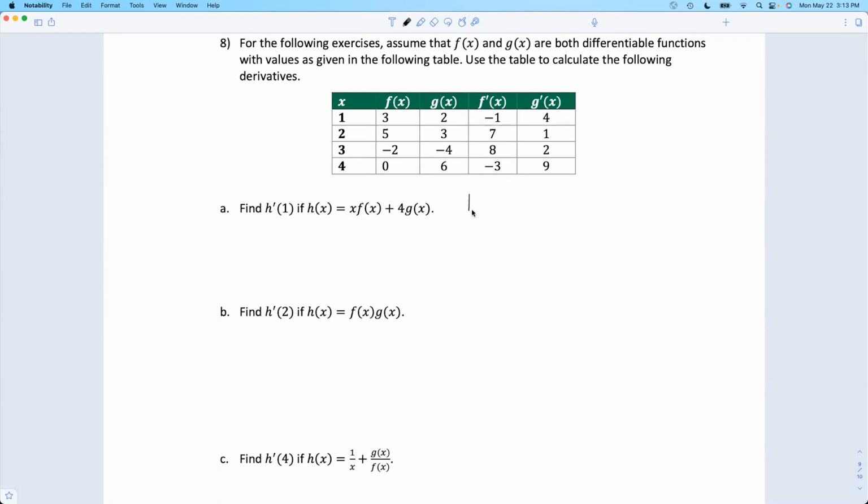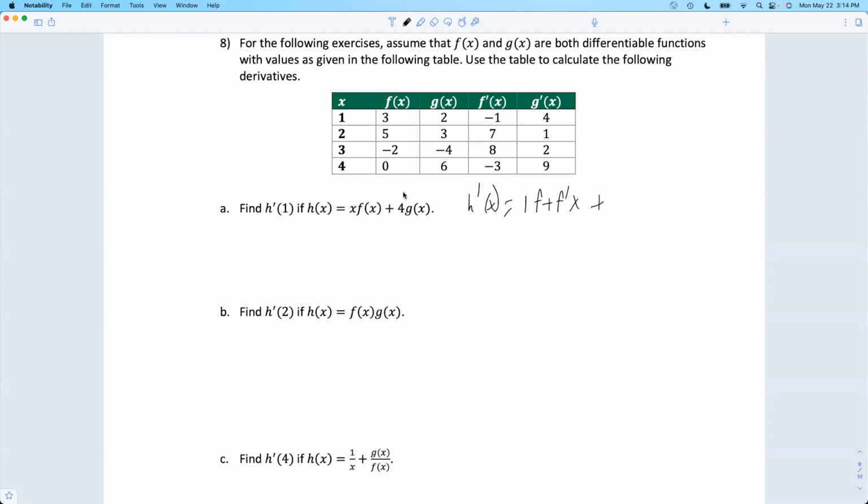So h prime of x will be derivative of the first. Derivative of x is just 1 times the second plus derivative of the second times the first. And that's just derivative of this guy.